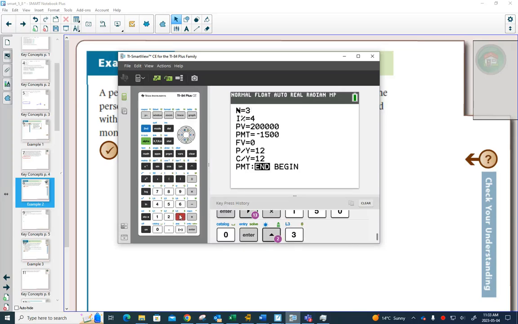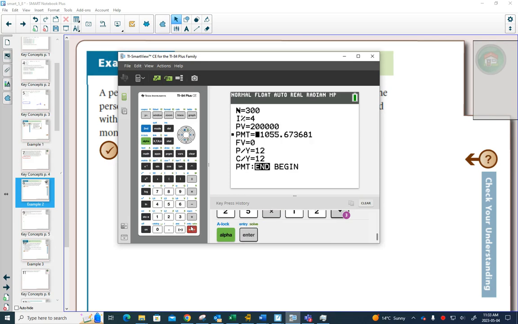Your number of payments are now 25 years times 12, 300 payments you're going to make. And in this program, you can also go and see, well, what would my payments be? I can go alpha and solve on that one. It's about $1,000 a month.